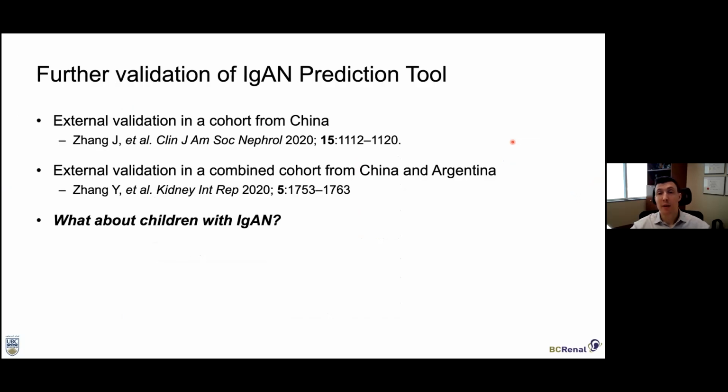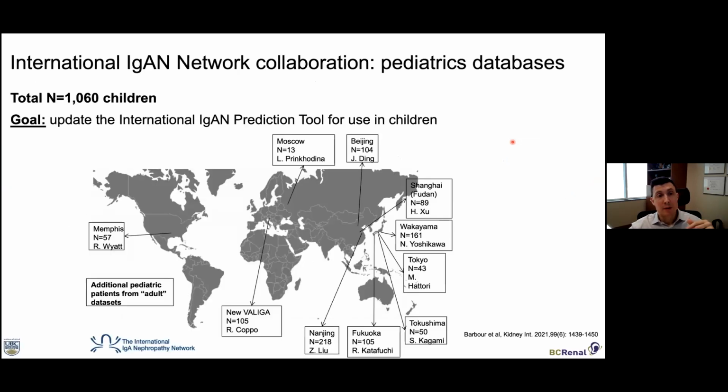Now, since we originally published that tool, other groups have externally validated it in several different cohorts, including from China and Argentina. But one big question that came up is, what about children? So as I mentioned, the original tool was designed to be used in adults. What wasn't known is, can you use it in children with IgA nephropathy? So to answer this question, we used, again, a large international collaboration of investigators around the world who had pediatric data sets in IgA nephropathy. And the goal here was to update the tool so it could be used in children.